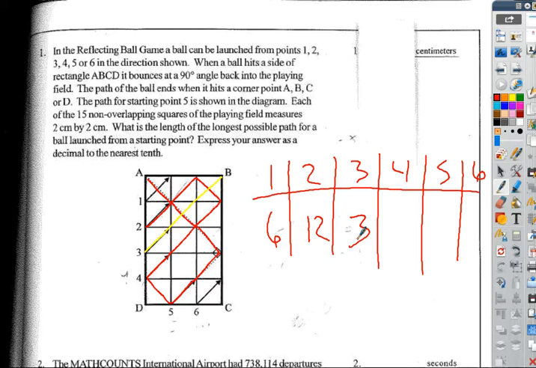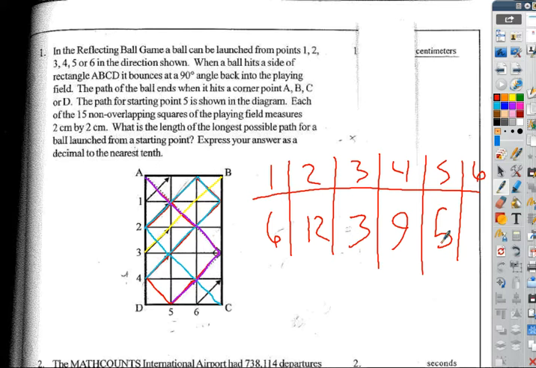And then for number 4, you go over 1, 2, 3, 4, 5, 6, 7, 8, 9. So then for number 4, it would be 9. And then for number 5, go over 1, 2, 3, 4, 5. So for number 5, it would be 5.